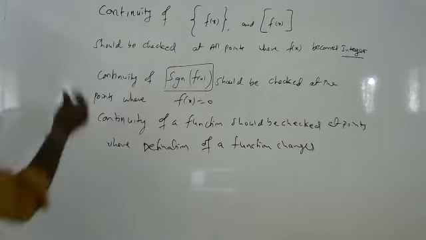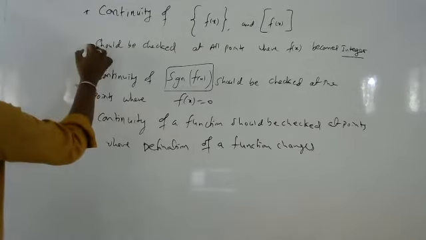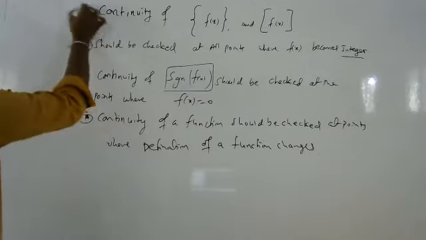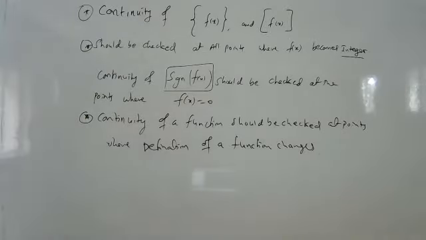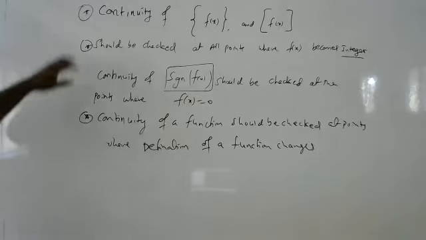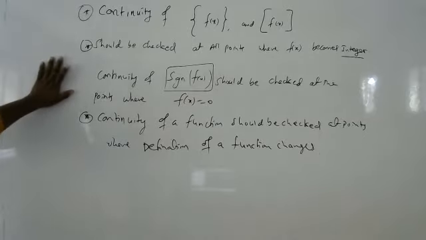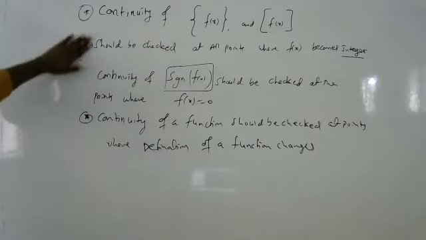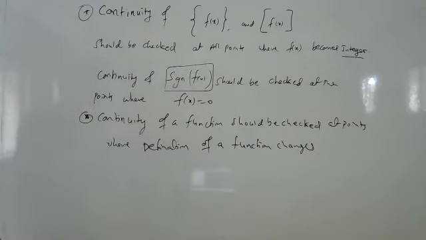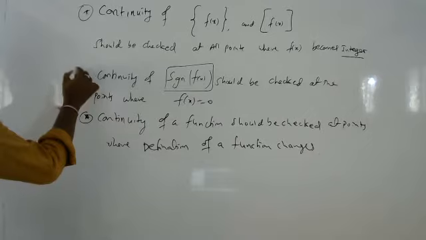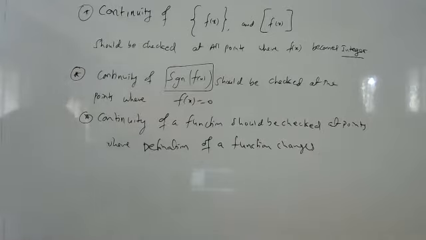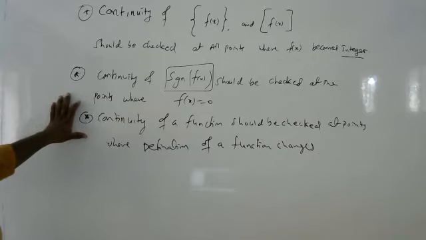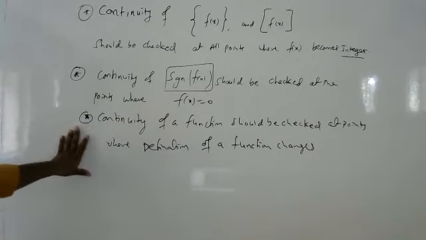Yesterday also I said these things orally, but now I am writing these points. You said you have exams, so I told only orally. So these 3 points must be remembered. These are very important points. Continuity of fractional part of x and greatest integer of x is checked at integer points. Continuity of signum x is going to be checked at points where f of x is 0. And continuity of any function should be checked at a point where the definition of the function changes.